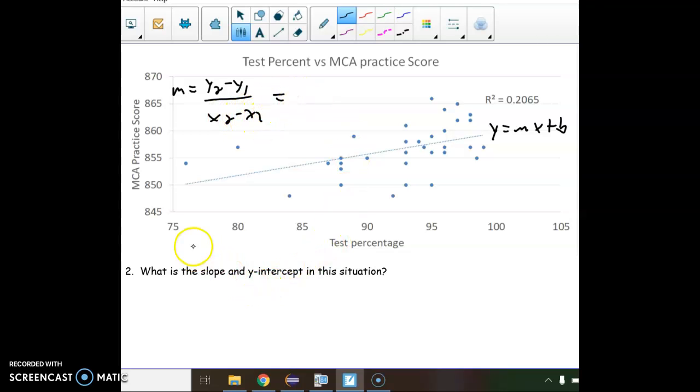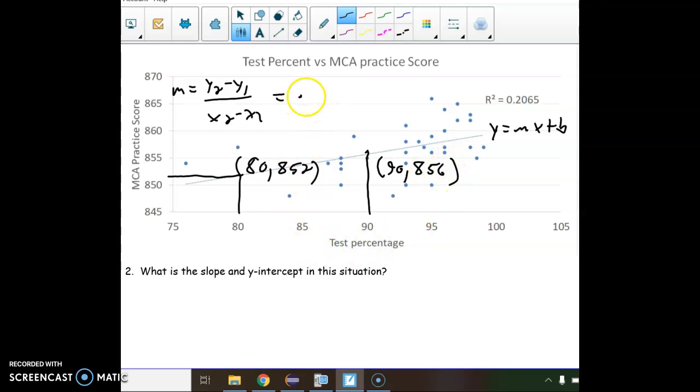Okay, and so I would try to find 2 points from the line. They don't have to be these dots, just on the line. So what I would do is a test score of 80, and then just try to guesstimate this. So this point I'm going to say is about 80 and about 852. Okay, and then I would go over 10 units to make it simple. So I'm going to do 90, and that's about 90 and 856 roughly.